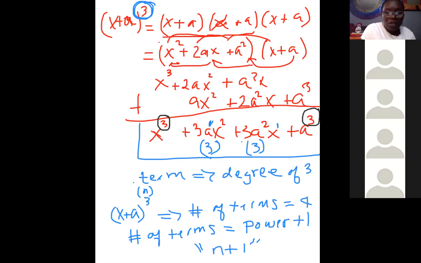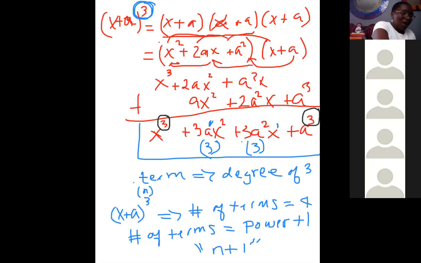So this is another one. When you're expanding the binomials, guys, the number of terms is always going to be the degree of the binomial plus 1. The power on that binomial plus 1. So I just mentioned 2 things to you. First and foremost, the degree of each term in that binomial expansion is always equivalent to the power on that binomial. Number 2, the number of terms the binomial expansion will have is the power on the binomial plus 1. Or in this case, I wrote it down as n plus 1.